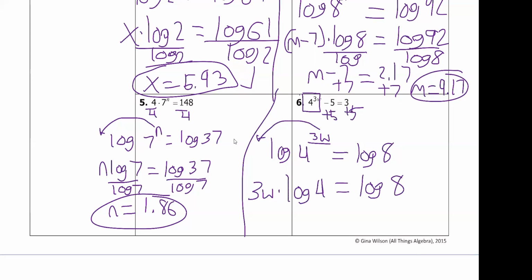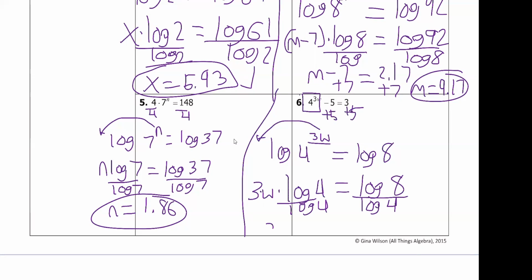And now we want to just get our variable by itself. So this w, we're going to divide. Really, you're going to divide by the 3 and the log of 4. If you want to do it all at once or one step at a time, maybe I'll just do one at a time. But to save a little bit of time, you could do log of 8 divided by 3 log of 4. Not base, log of 4.